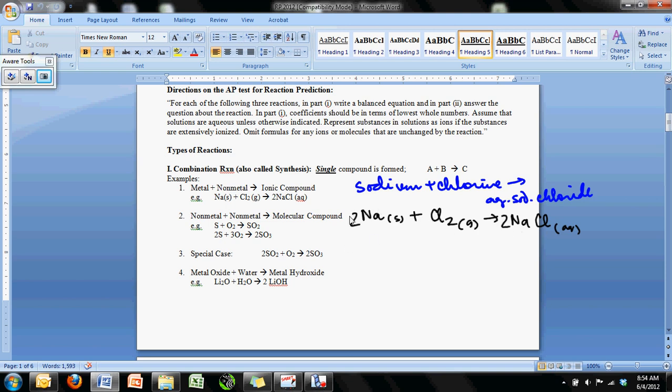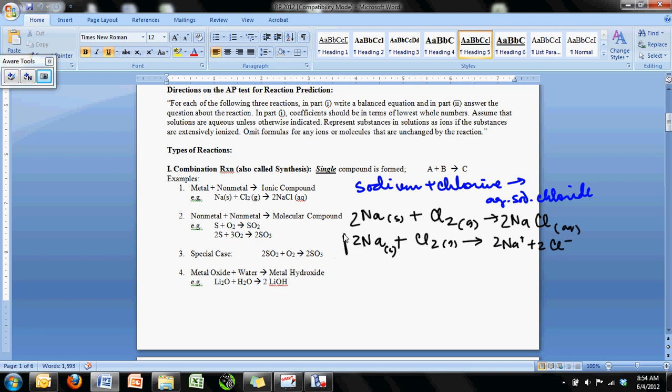Now this is the complete molecular equation, and to make it net ionic, you have to dissociate everything that can be dissociated. Sodium being an element cannot be dissociated further, chlorine cannot be dissociated further, and sodium chloride, because it's in aqueous solution, will break into sodium ion and chloride ion. And now see if there's anything you can cancel.